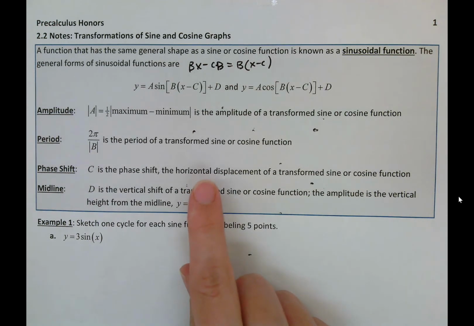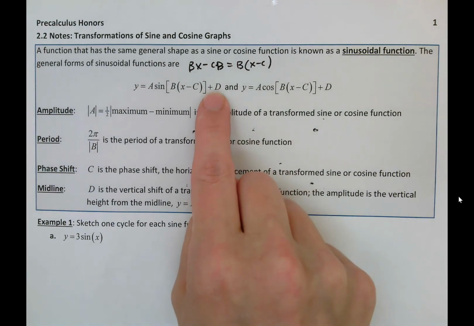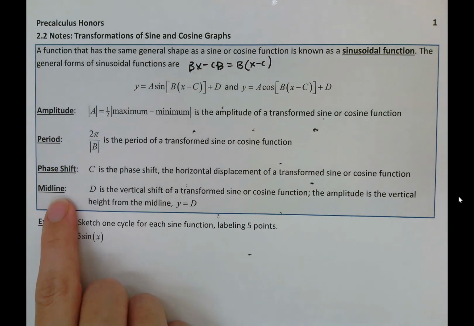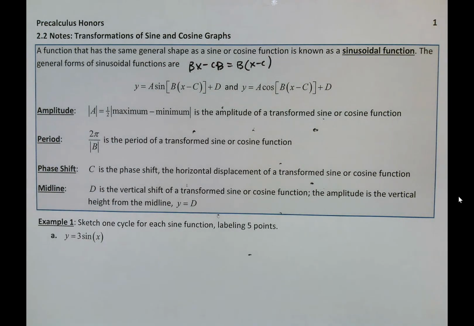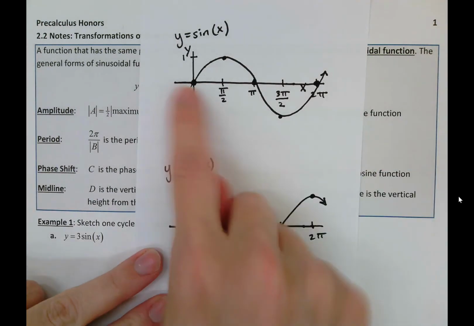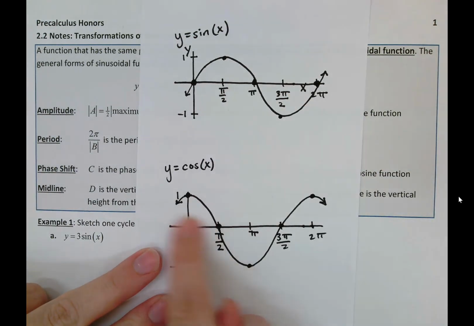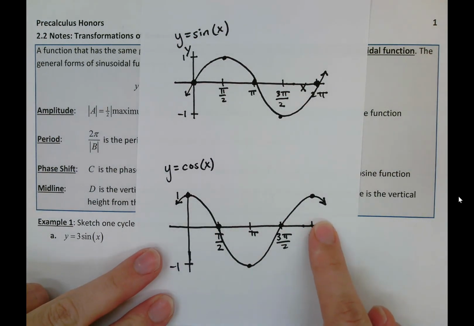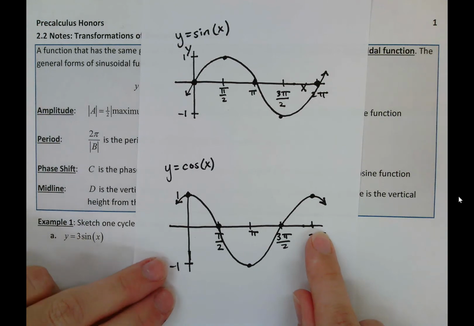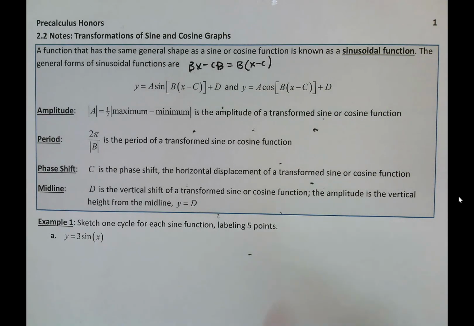Then the last one is the vertical displacement of our graph, and what we call that in sinusoidal functions is the midline. So again, with both the basic graphs of sine and cosine, we see the midline is the x-axis because there is no vertical shift in those. So the midline is going to be equal to 0. And the midline and the amplitude are related. Those are both vertical transformations. So the amplitude is the vertical distance or vertical height from that midline.